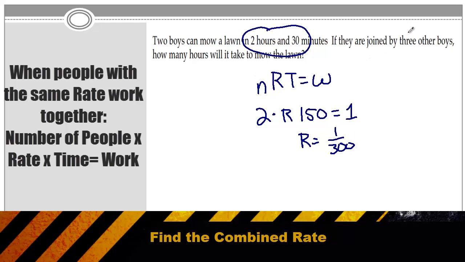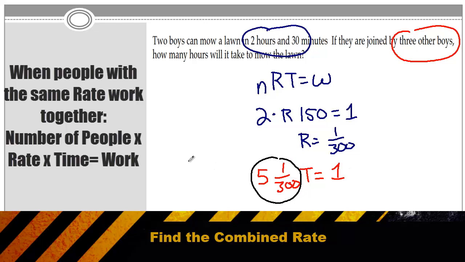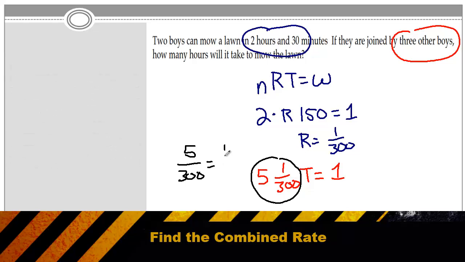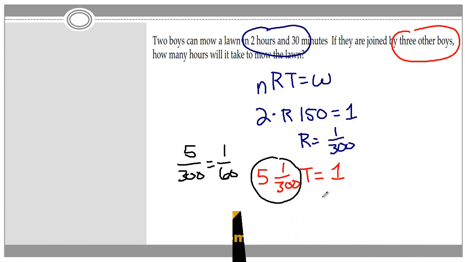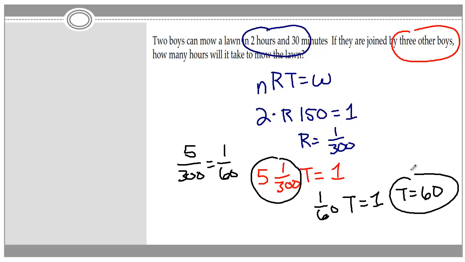So now we're going to add 3 other boys. So we have a total of 5 boys, but the rate hasn't changed. So our equation is 5 boys times the rate of 1 over 300 times the time that we don't know is equal to 1 lawn being mowed. 5 times 1 over 300, I could write that as 5 over 300, which simplifies down to 1 over 60. So my equation is 1 over 60 times time is equal to 1, or my time is equal to 60, or 60 minutes, which is 1 hour.